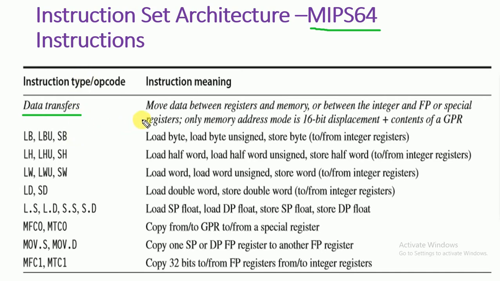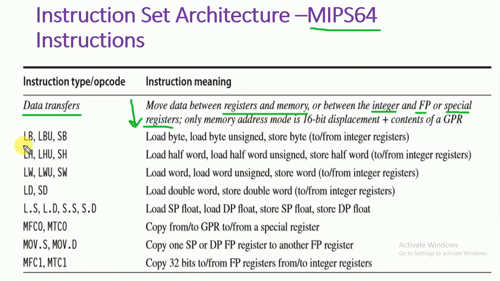Data transfer is used for movement of data between registers and memory, or between integer or floating point registers, or between special registers also. So this is the major purpose of data transfers, that is the movement of data between memory and registers, even with integer and floating point, as well as with special registers. We will have a look at some example data transfer operations used with MIPS 64.